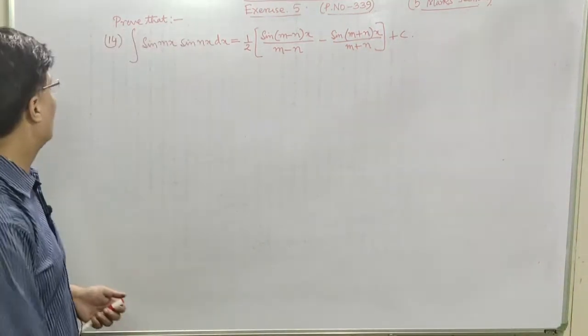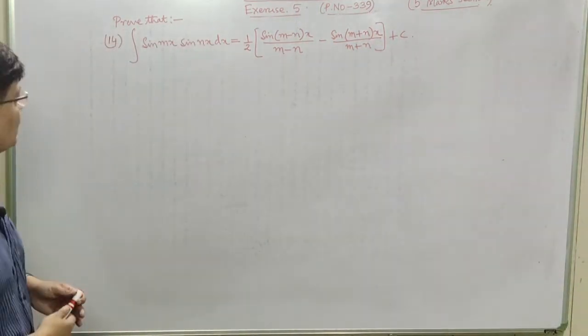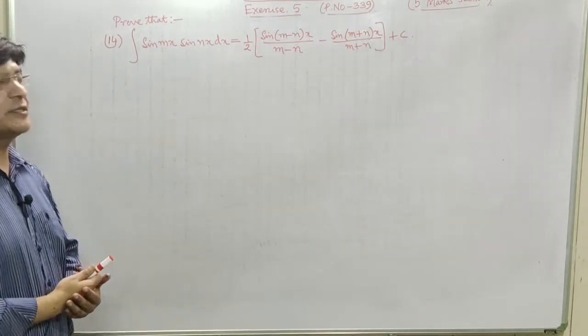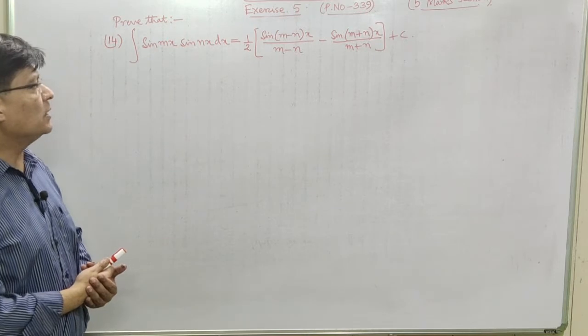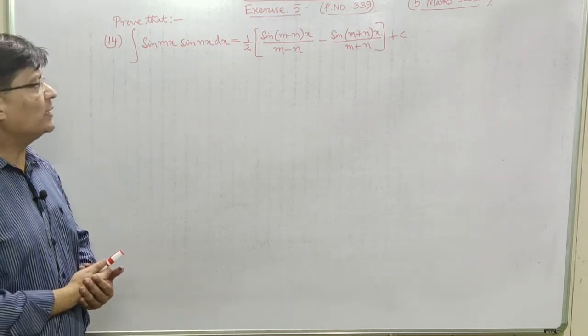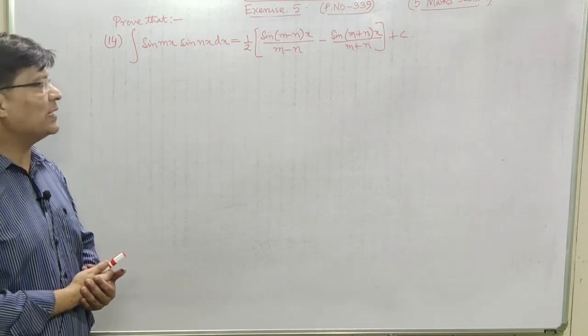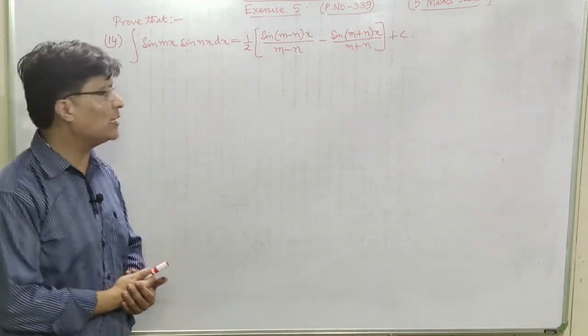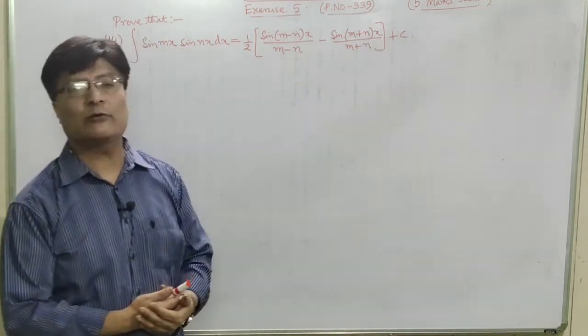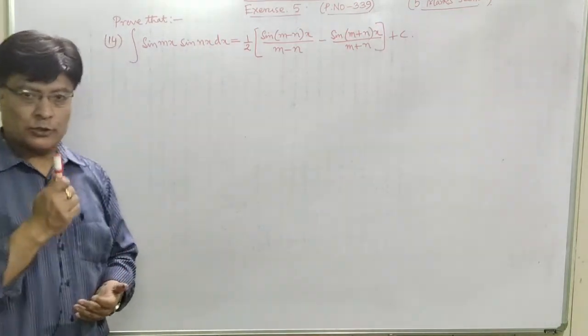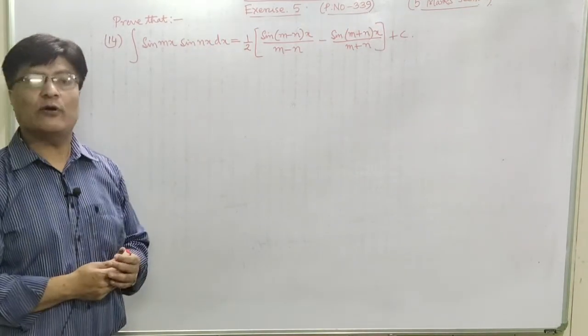So now we will prove this question number 14. Prove that integration of sin mx sin nx dx is equal to half within third bracket sin of (m minus n) into x divided by (m minus n) minus sin of (m plus n) into x divided by (m plus n), third bracket close, plus c. In this case m and n are constants.